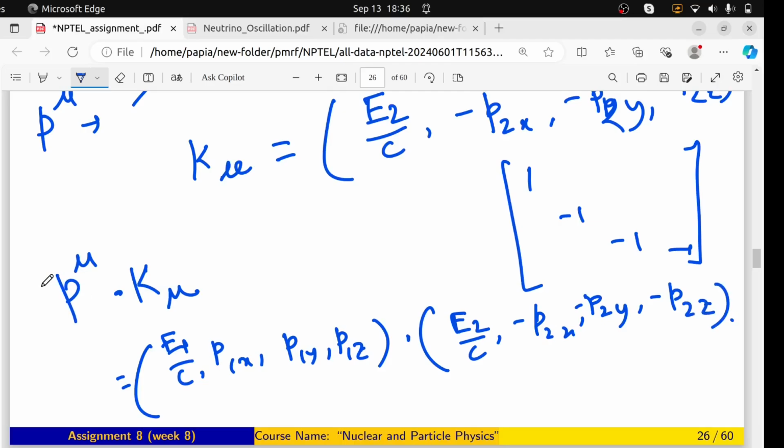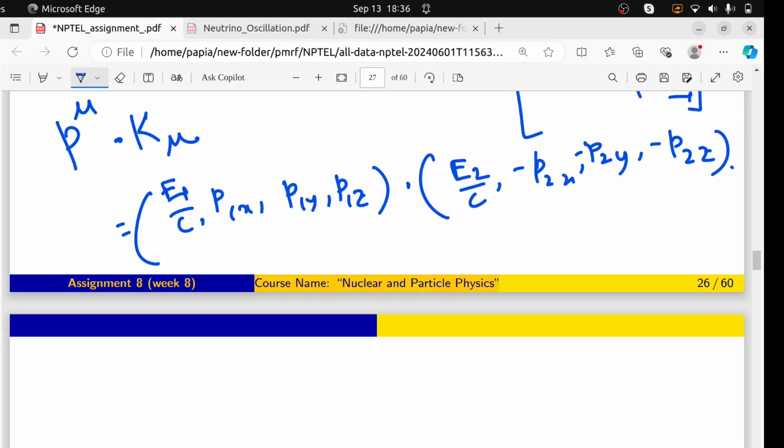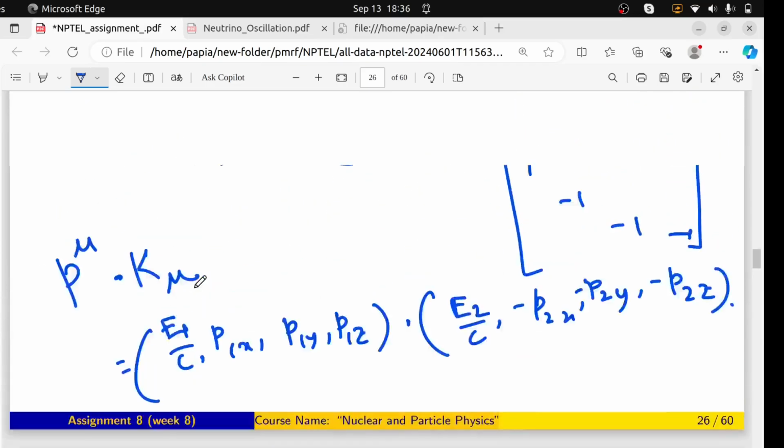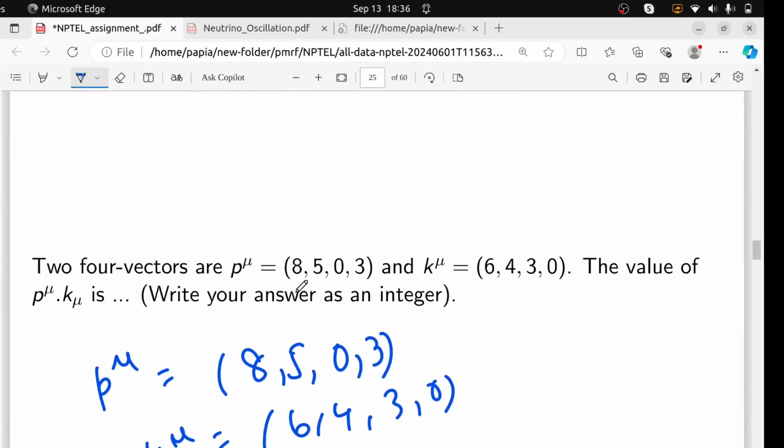Okay. So if I calculate the dot product, what will happen? E1 E2 by C square, and now you can see P1x and minus P2x, so it will be minus P1x P2x, minus P1y P2y, minus P1z P2z. So now I put in the values given here, 8503 and 6430.